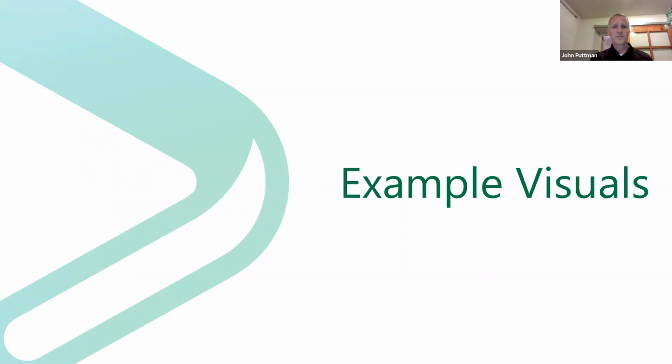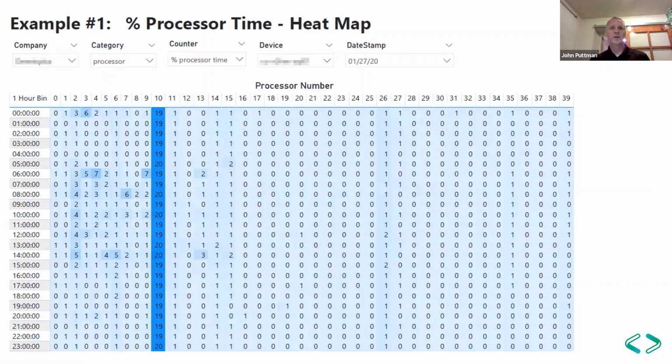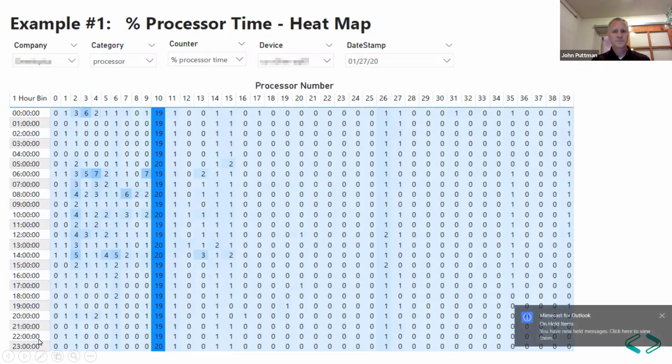So here are some of the visuals that I've been coming up with in Power BI. This first example is a heat map of processor time. Essentially, I'm doing 1 hour bins across a full day. This particular machine has 40 processors on it. It's a SQL Server, and I'm looking at the percent processor time counter.